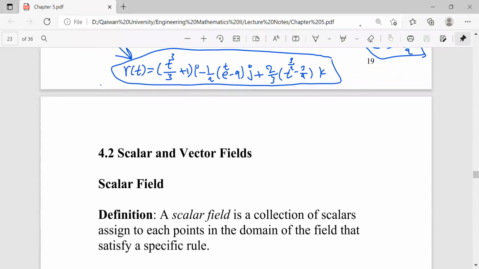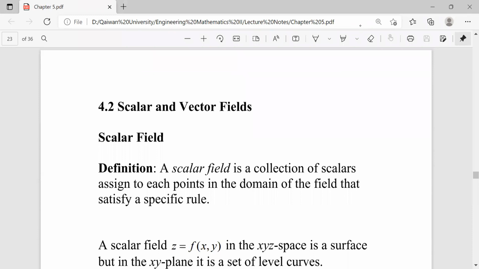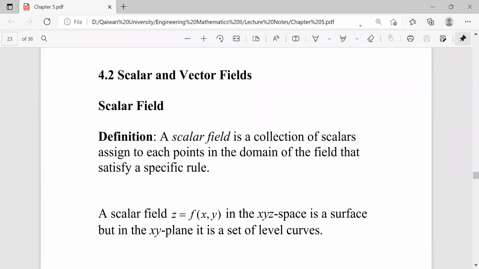In the previous lecture, we got here, the second section in chapter 4. We have scalar and vector fields here. In this section, we only talk about scalar fields and vector fields. First, we have scalar fields.